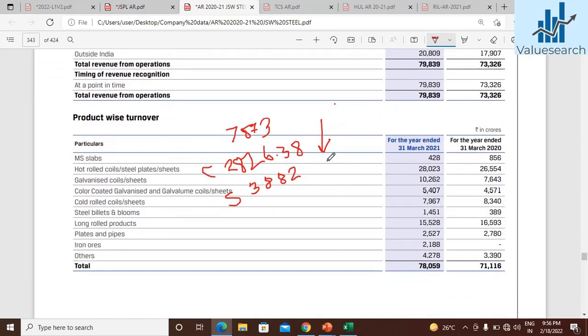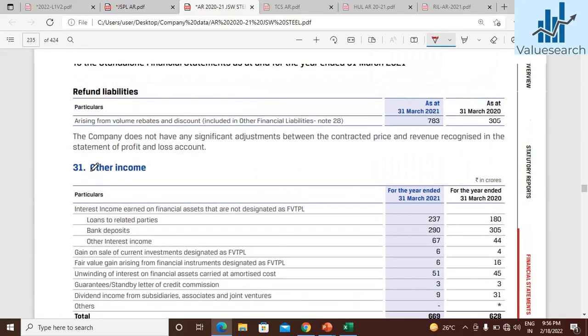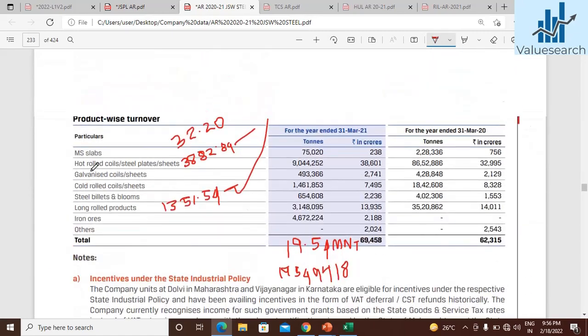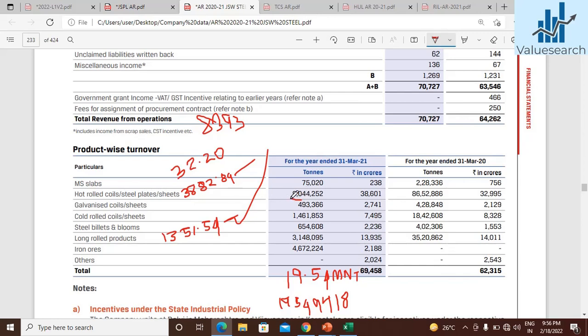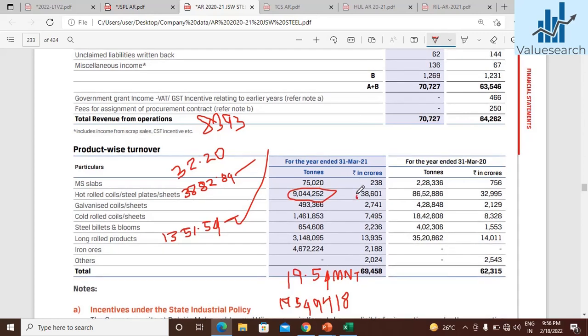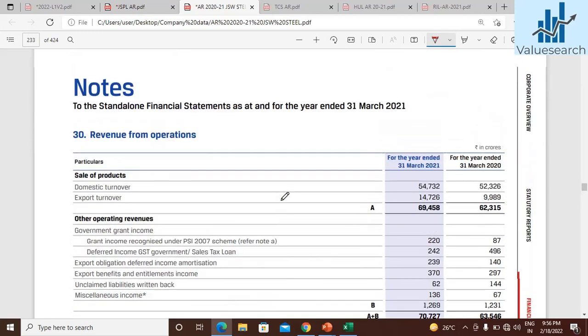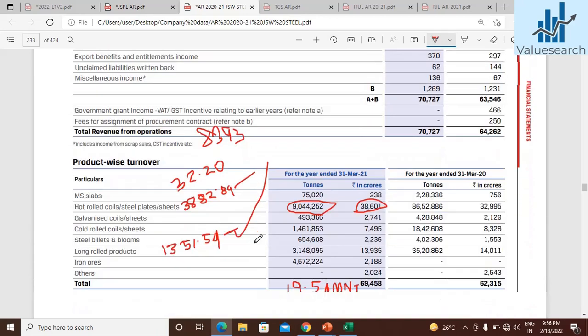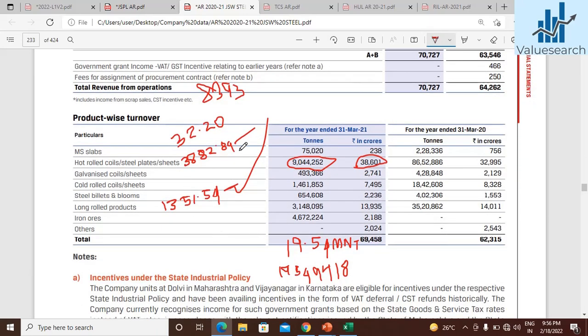So why this amount is so less? Why the profit amount is so less? Well, the turnover is here 28023, and let us look at it once again. Then probably you may understand the differences and the reason behind it. This is company standalone number, as on for the year ended 31st March 2021. You can see these numbers, 38601.